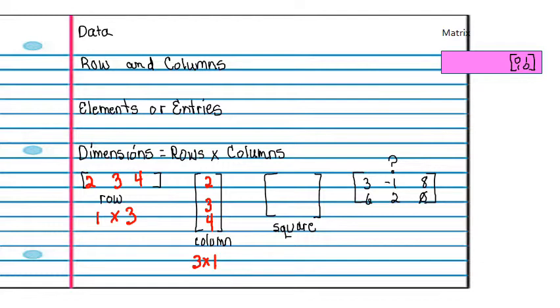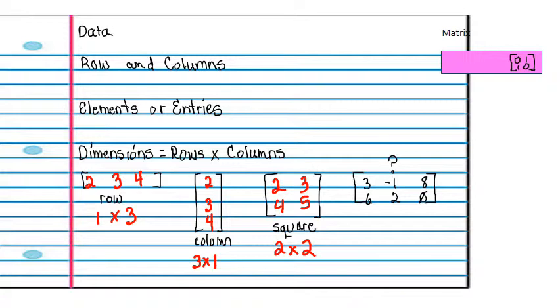A square matrix is just like it sounds, that we have a matrix that is a 2 by 2 or a 3 by 3 or a 4 by 4. Obviously there are no 1 by 1s.